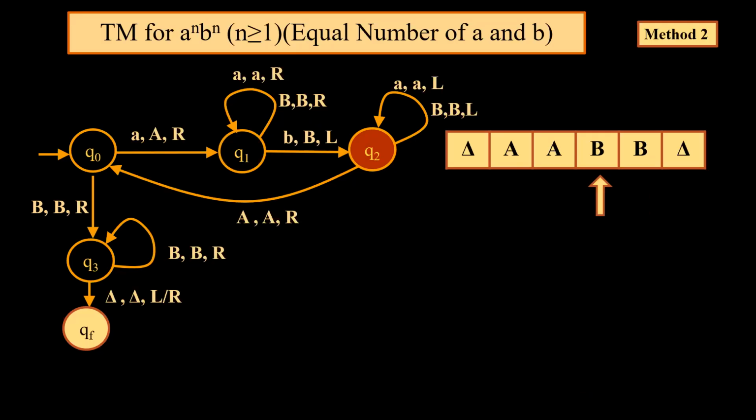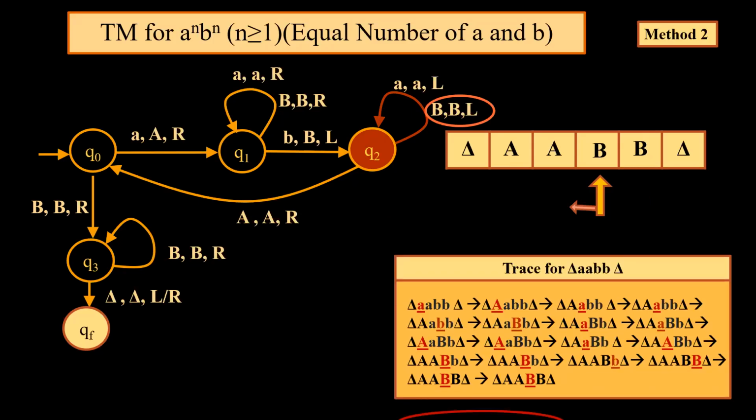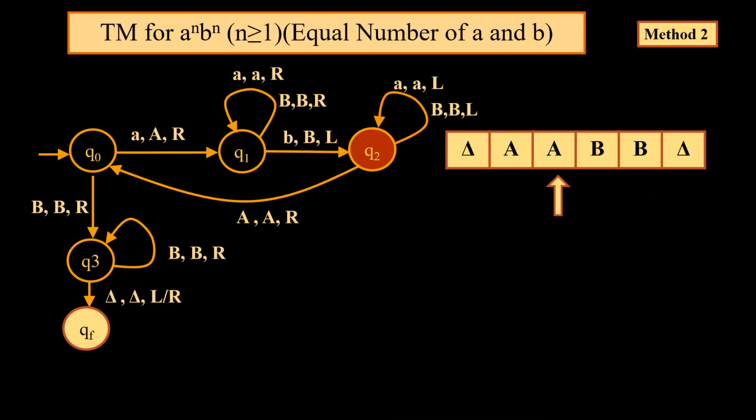When we move back, we come across capital B. We will not change it. It will remain as it is. We come across capital A. We will not change it. This is serving as the end marker. That means up to this point, all the small a have been converted into capital A. We move to Q naught state.